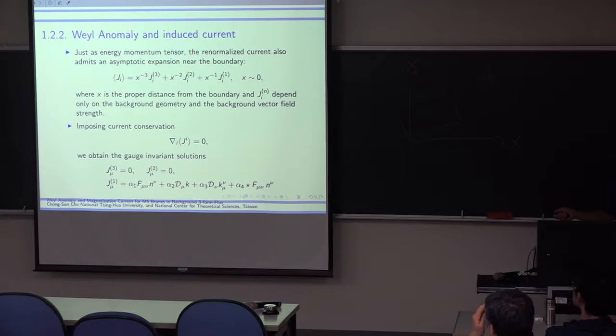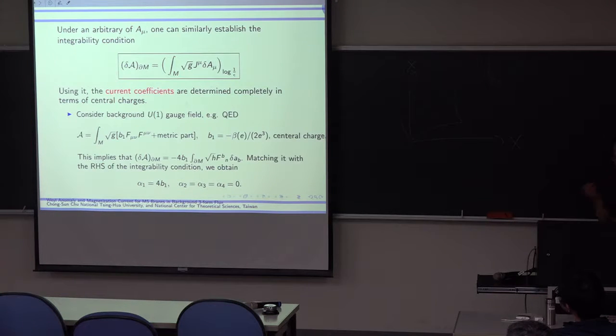So it will depend on the EM background or the curvature of your boundary, and then you have some coefficient here. I call it alpha. You can call this the current coefficient in this case. So similarly, one can establish a relation between the variation of the Weyl anomaly, the boundary Weyl anomaly, and this work term here.